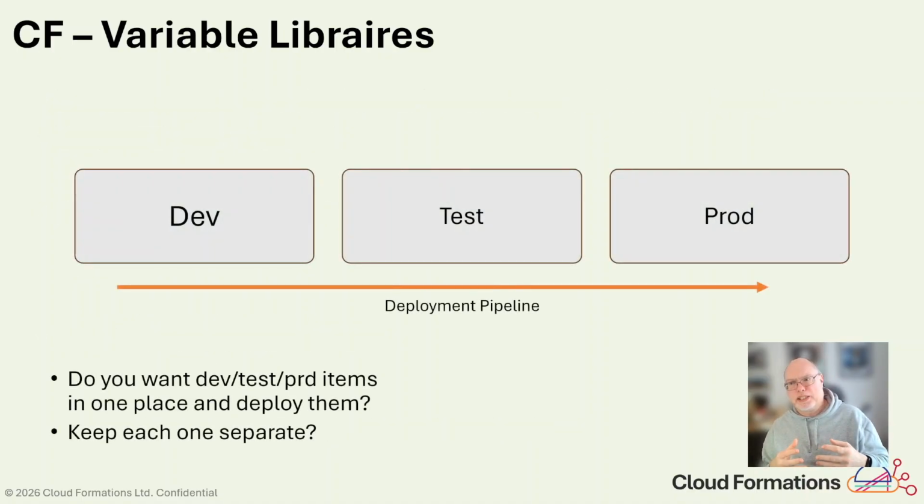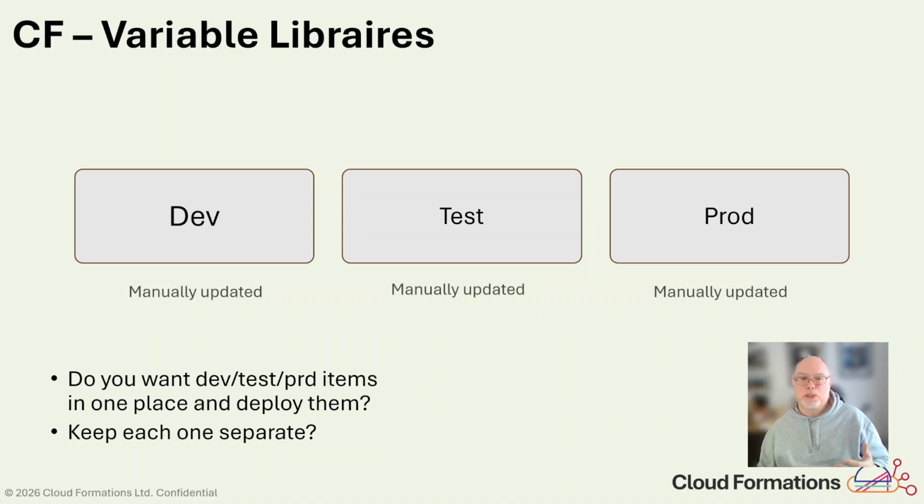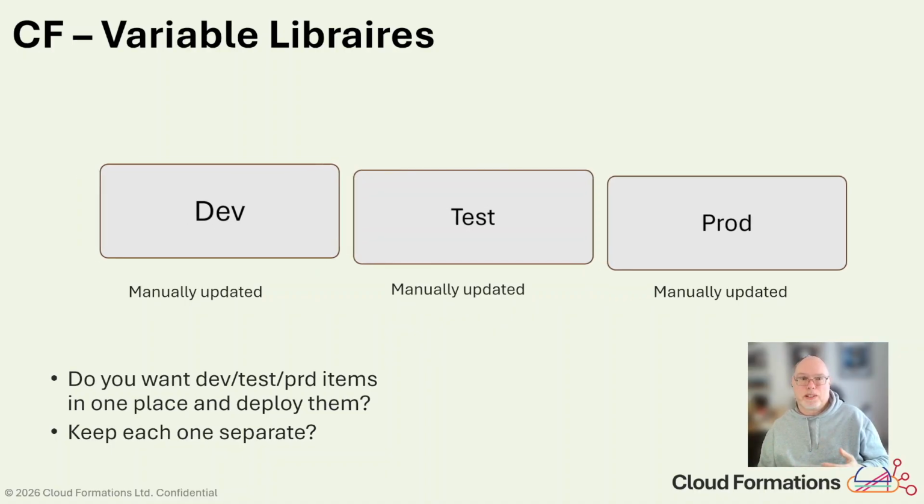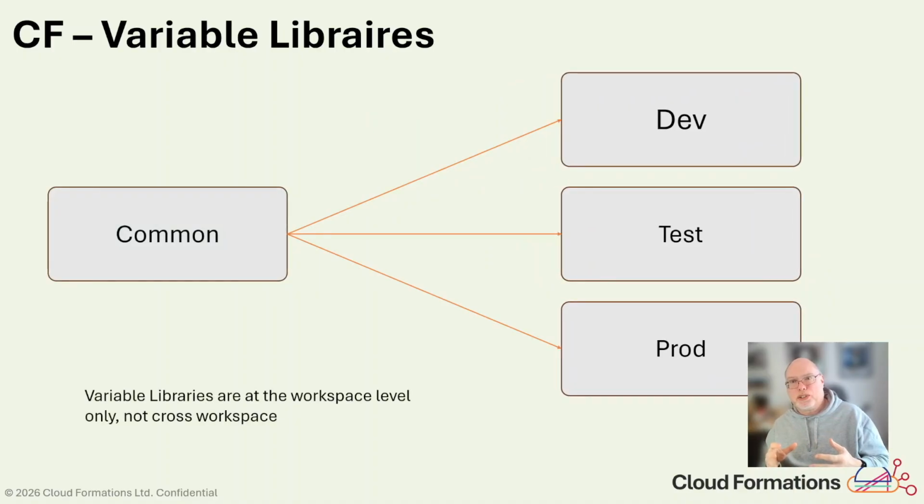The other consideration is, do you want to maintain variable libraries in a dev environment where you have your development, test and production variables in there and you deploy them across these workspaces? Or do you want to keep them separate, where you don't deploy things and you have to manually update them across your workspaces? One of the things you can't do, as I've mentioned earlier, is have a common workspace and let the other workspaces access it for your variables that way. Variable libraries are at the workspace level, not cross workspace.